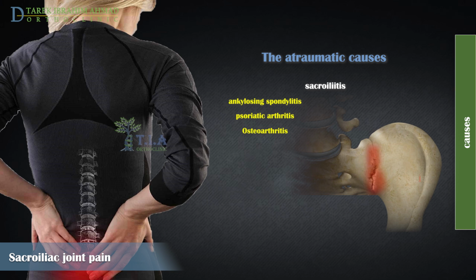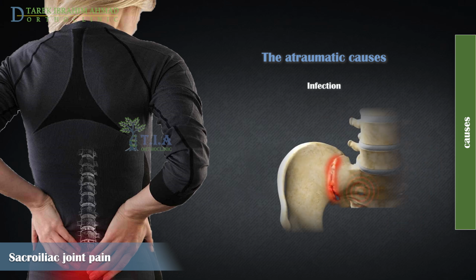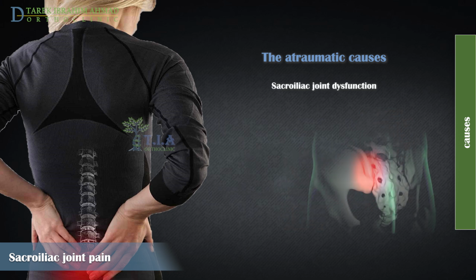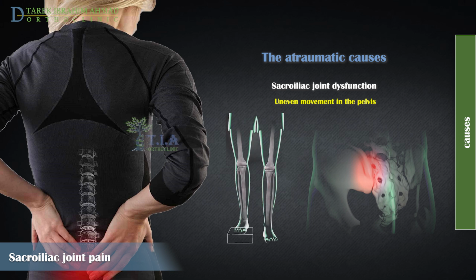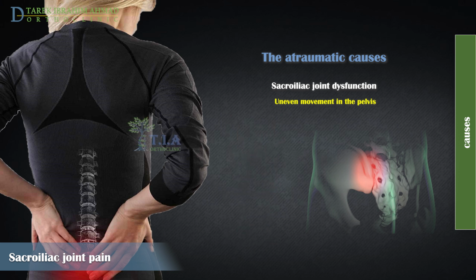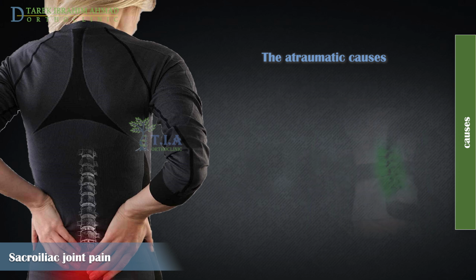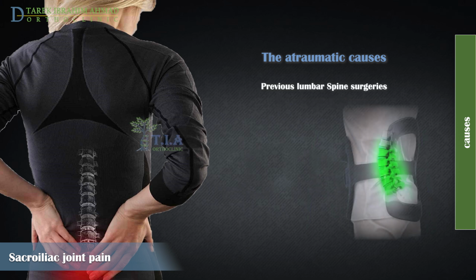Osteoarthritis, which occurs when the cartilage that cushions and protects the ends of your bones gradually deteriorates, may affect the sacroiliac joint's cartilage and cause pain. Infection. In rare cases, the sacroiliac joint can become infected and degenerate. Sacroiliac joint dysfunction. Joint pain can occur when movement in the pelvis is not the same on both sides. Uneven movement may occur when one leg is longer or weaker than the other, or with arthritis in the hip or knee problems. Previous lumbar spine surgeries.